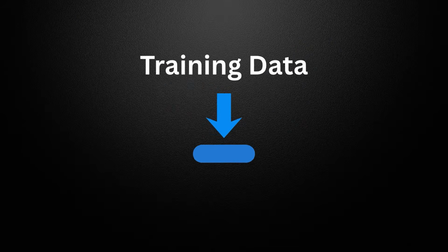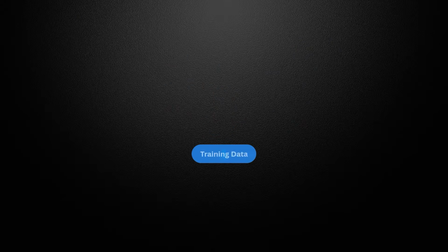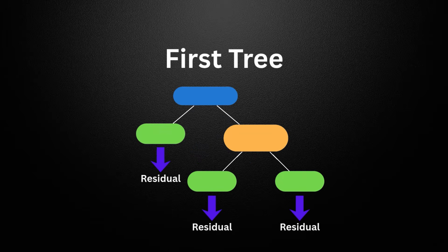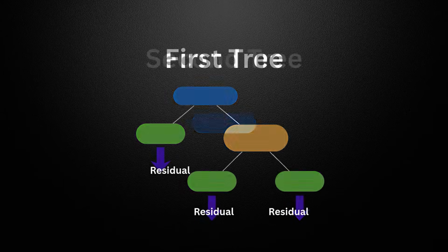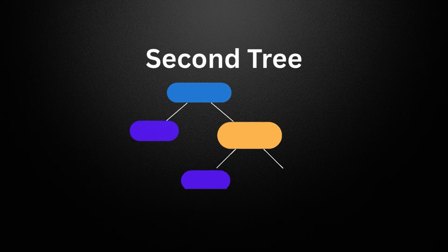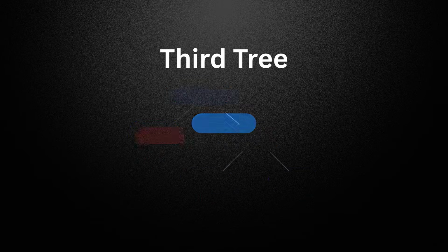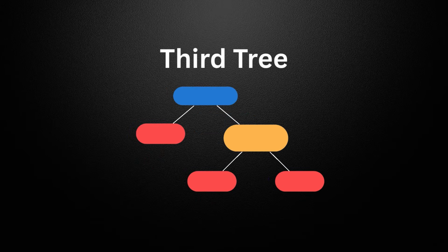XGBoost, which is short for Extreme Gradient Boosting, is a fast, regularized form of gradient boosting using trees. A single small tree is like a rough sketch. Boosting adds another small tree that focuses on the leftover mistakes, which is also called residuals. Then another tree and another, each one nudging predictions in the right direction by a small step.